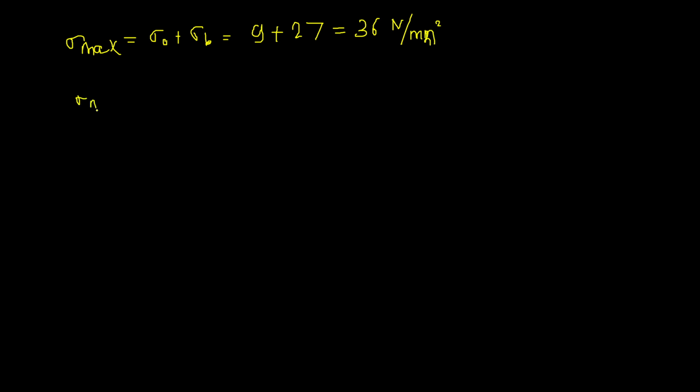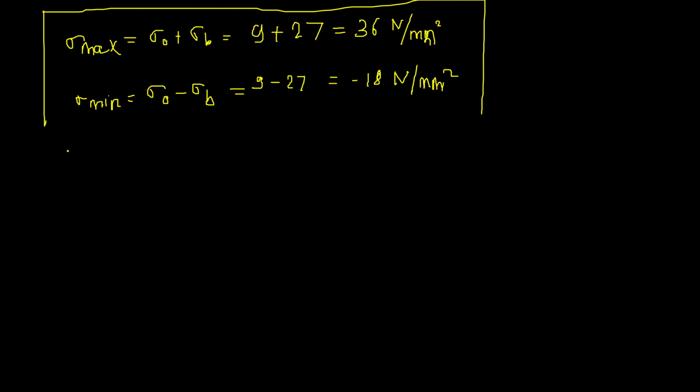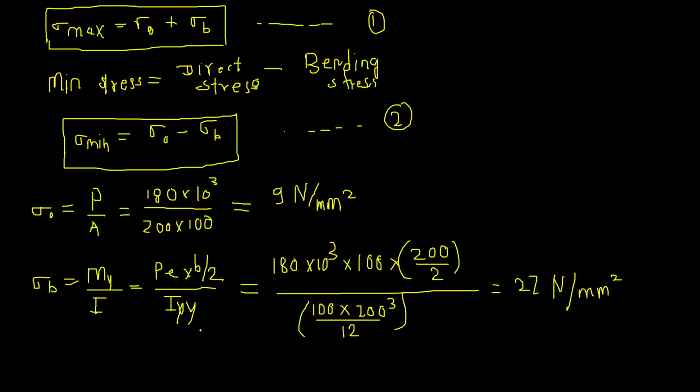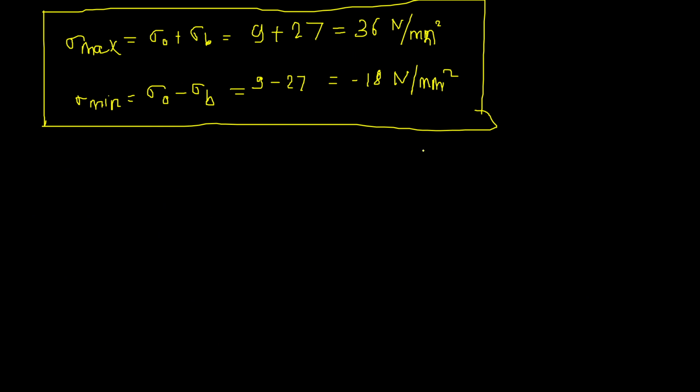Similarly, sigma minimum is equal to sigma naught minus sigma b. Sigma naught value is 9, sigma b value is 27. 9 minus 27 is minus 18. So this is minus 18 Newton per mm square. This is the final answer for this question. Okay, so given, to find, then writing the formulas, substitute the formulas and get the final answer.